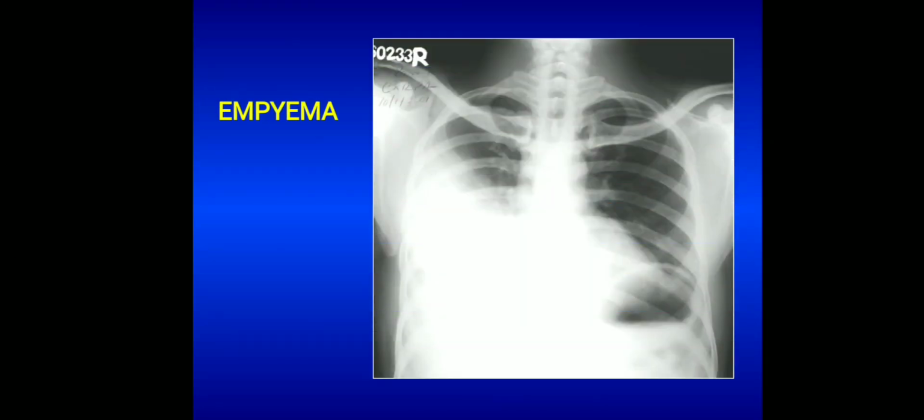So next is empyema. Empyema is nothing but pus within the pleural cavity. Empyema will also look like a pleural effusion, because on chest X-ray we cannot rule out whether it's plain fluid or empyema. You can see that the pleural fluid is obscuring the right CP angle, the right mid and lower zones.